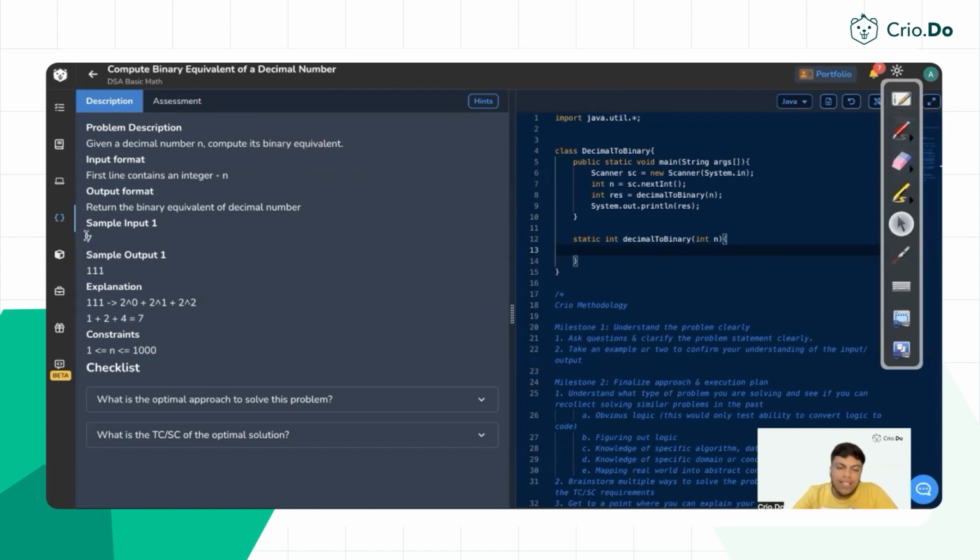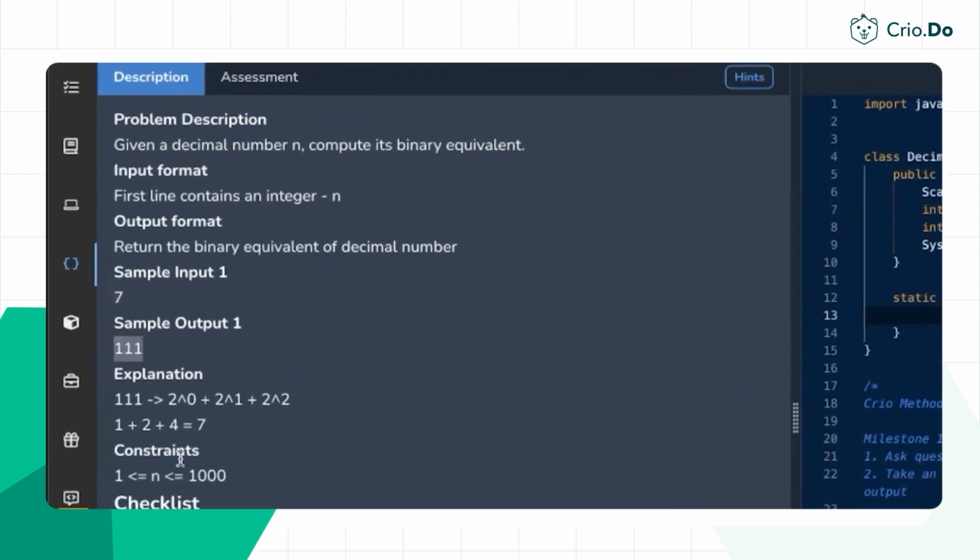So what is the binary equivalent for decimal number 7? The binary equivalent for decimal number 7 is 111. How? The explanation is: 111 means 2 raised to power 0 plus 2 raised to power 1 plus 2 raised to power 2, that is 1 plus 2 plus 4, which is 7. That's why for 7 the binary equivalent is 111.